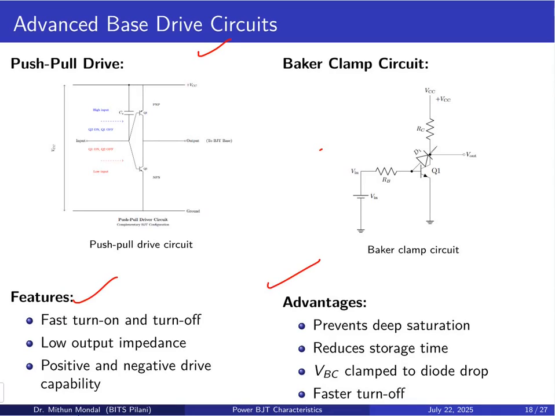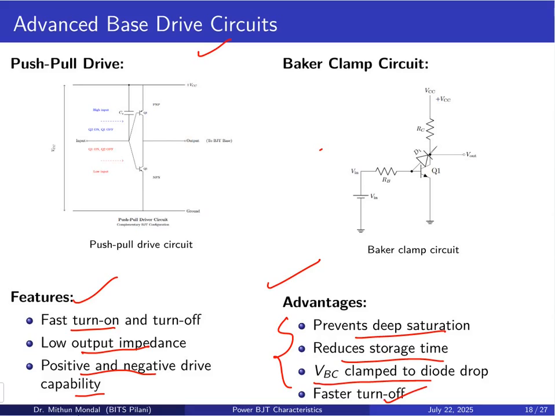So they are used when you require fast turn on and turn off, you require low output impedance, and you can have the positive and negative drive capability. Some of the advantages of these advanced circuits: it will prevent the deep saturation, it will reduce the storage time, the base to collector voltage will clamp to a diode drop, and you will have faster turn off.